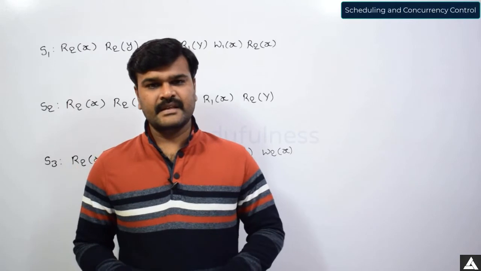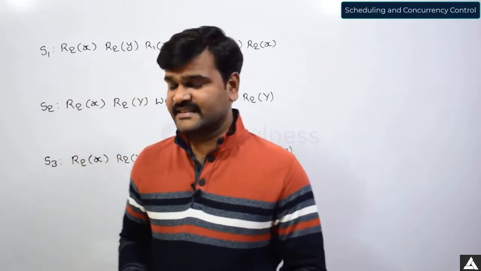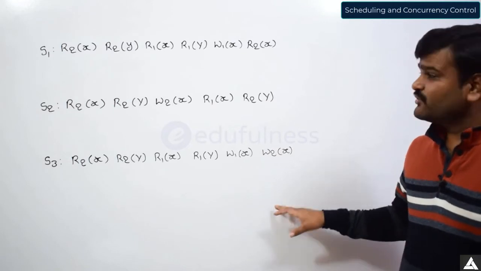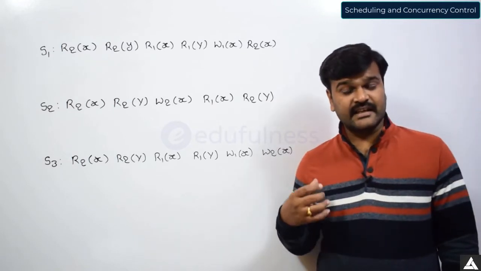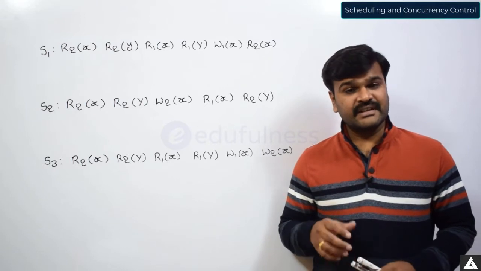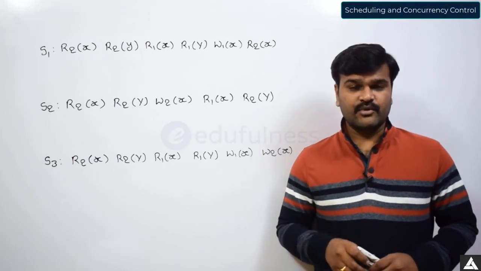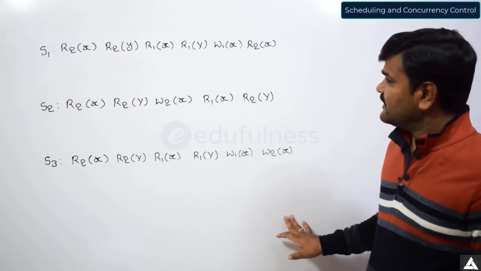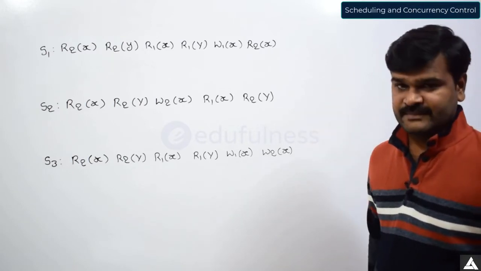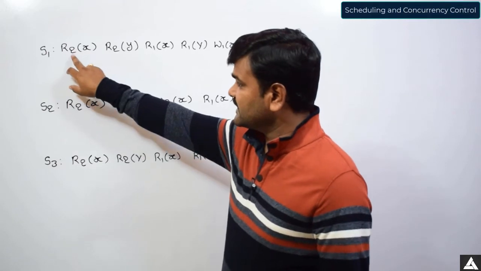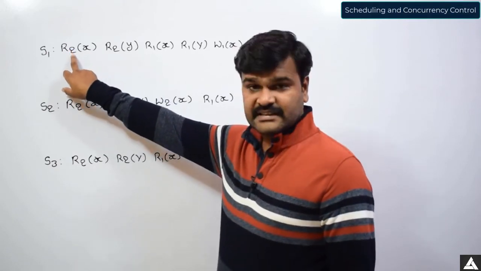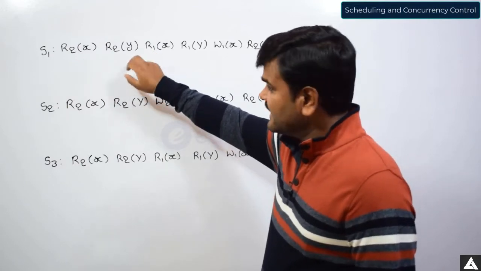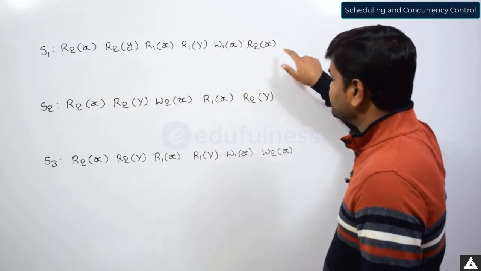Hi. So now let us see these three schedules. In these three schedules, which one is facing the dirty read, which one the unrepeatable read, and which one the lost write problem? Let us try to identify. Let us take schedule 1. First of all, don't get confused: 2 means this is related to transaction 2, 1 means this is related to transaction 1, and in this way you are going to execute them.